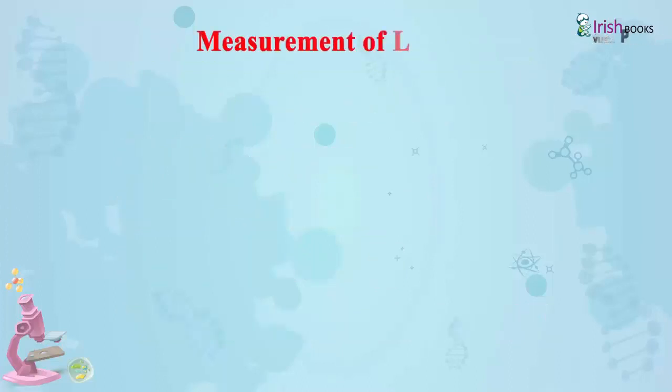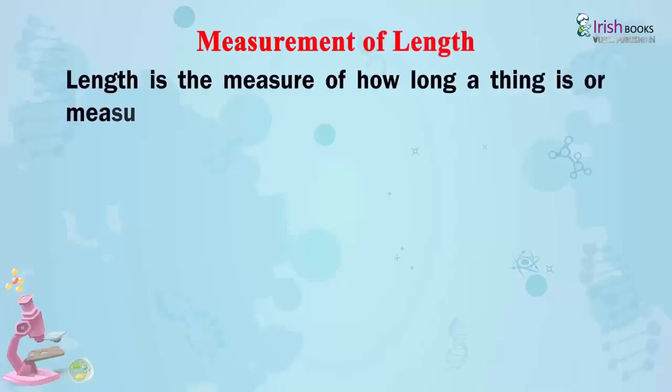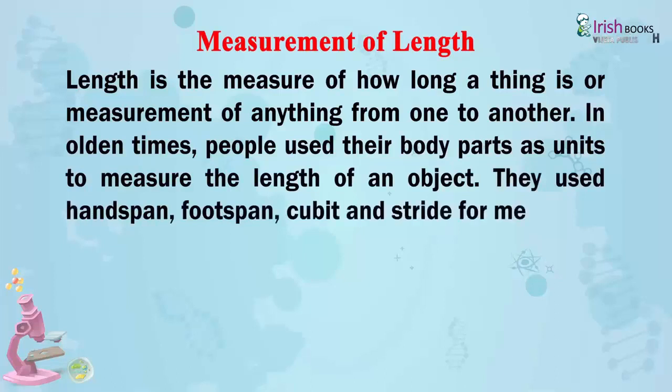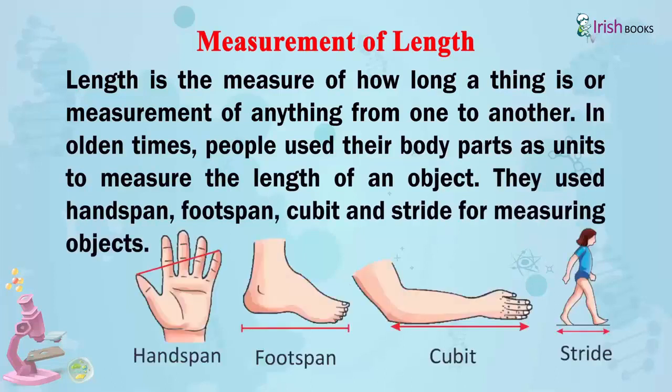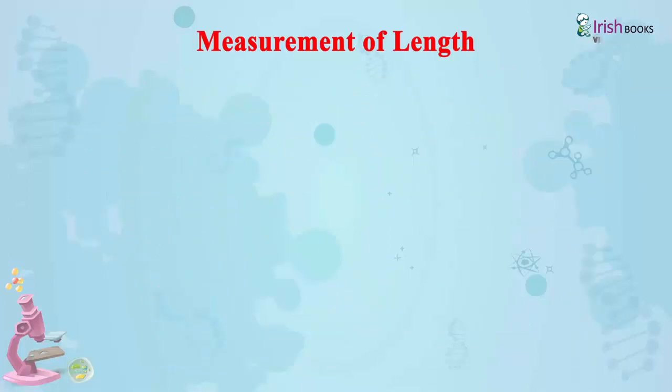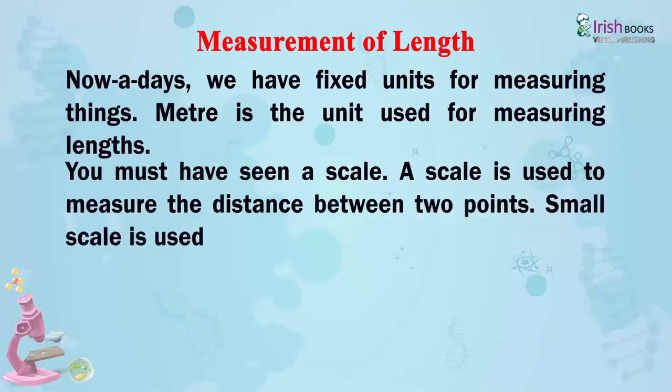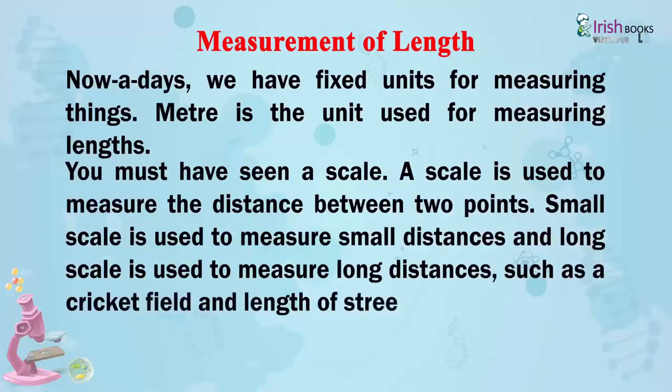Measurement of length. Length is the measure of how long a thing is, or the measurement of anything from one end to another. In olden times, people used their body parts as units to measure the length of an object. They used hand span, foot span, cubit, and stride for measuring objects. Nowadays, we have fixed units of measuring things. Meter is a unit used for measuring lengths.